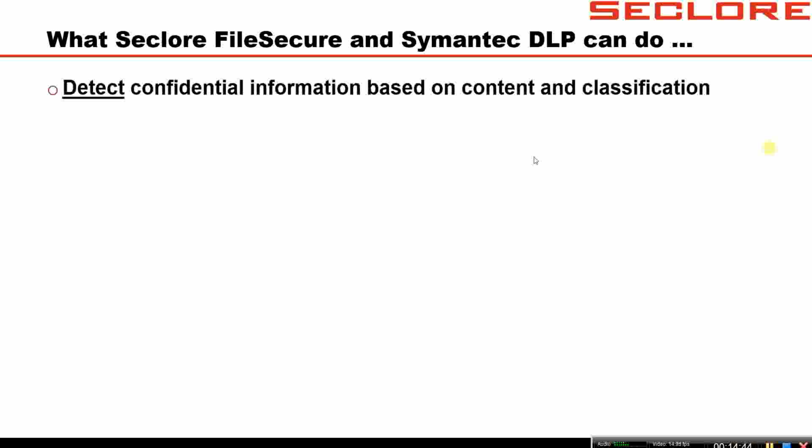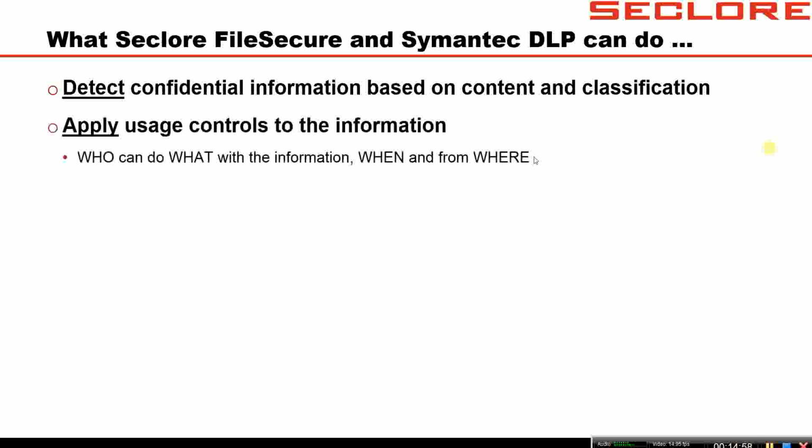So what we are going to showcase today is an integrated offering of Secure File Secure, which is the information rights management product from Secure, and Symantec DLP, which is the leading DLP system. And what this combination can do is, number one, detect confidential information. And this detection could be based on content, keywords, file signatures, and so on. Apply usage controls to this information. So who can do what with this information, when and from where?